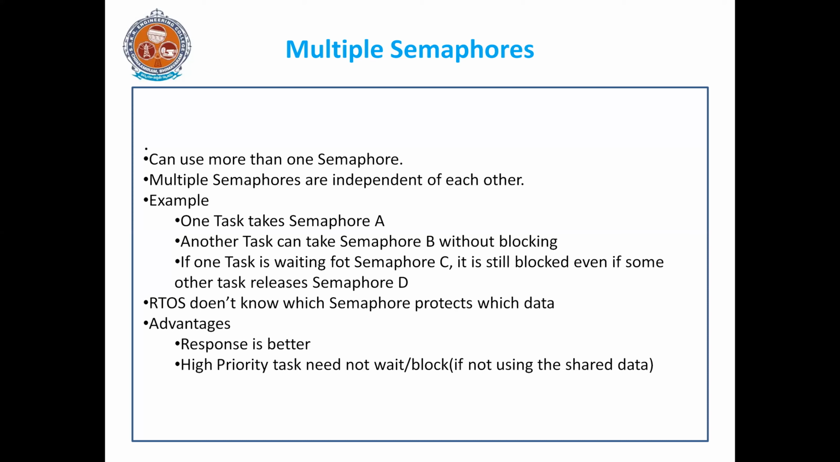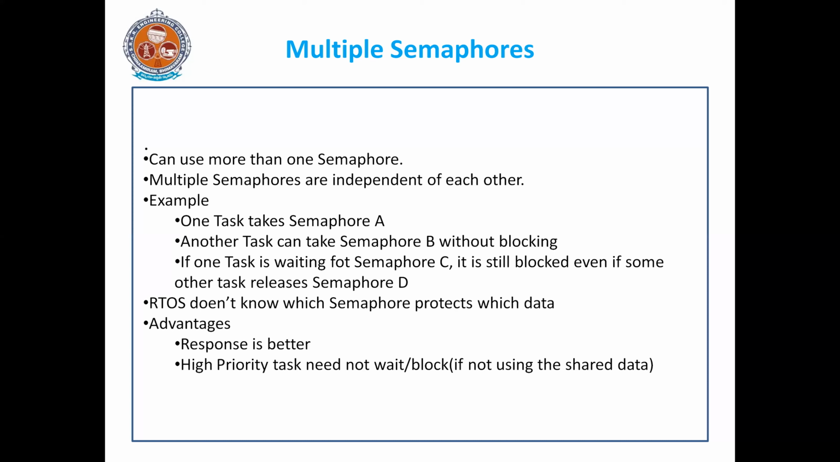One advantage of taking multiple semaphores is that it increases the response. In many applications, if the semaphore is taken by a low priority task and the high priority task waits for the semaphore, it will be blocked. That means the response of the high priority task is somewhat low. If you use multiple semaphores, then the response will be better.